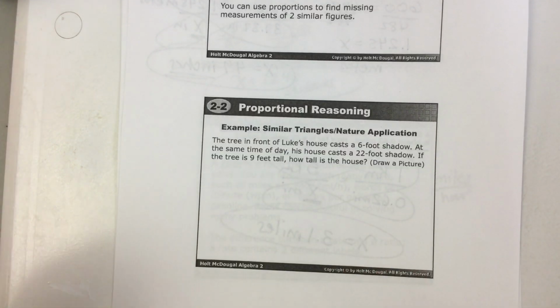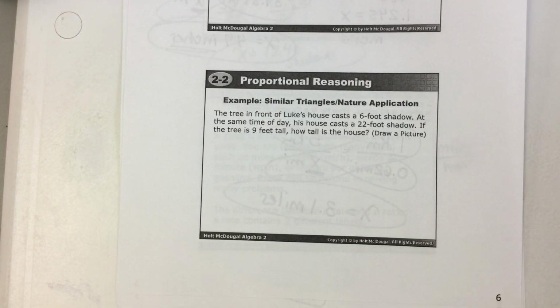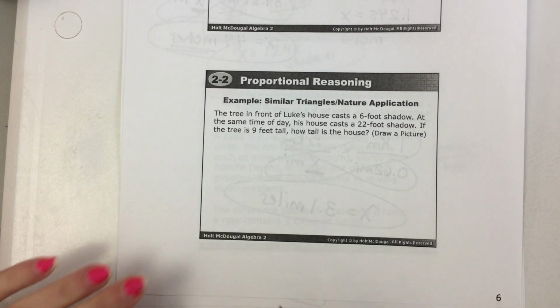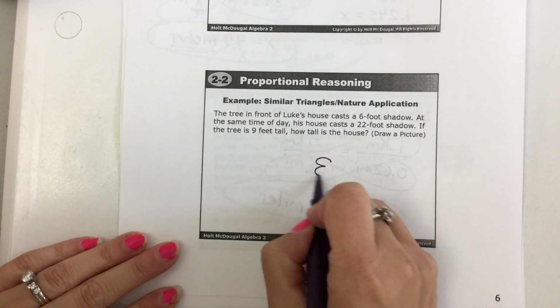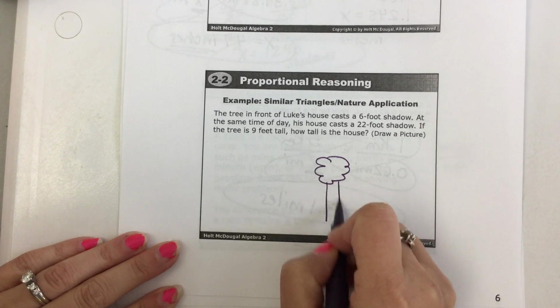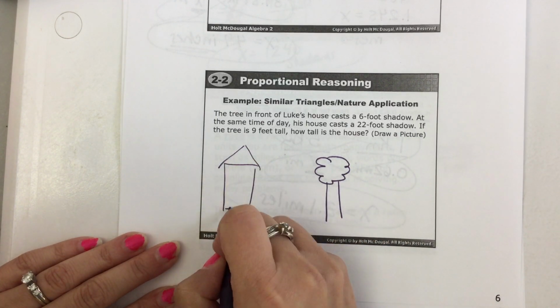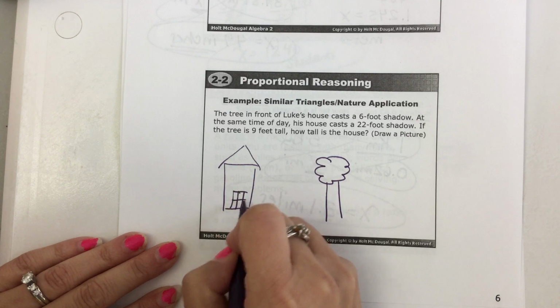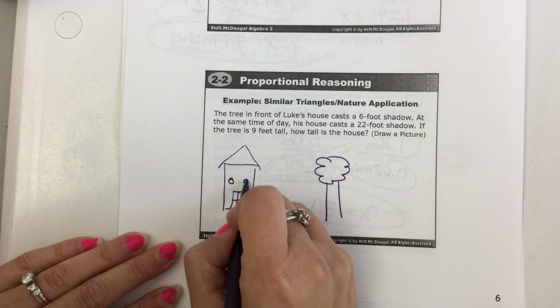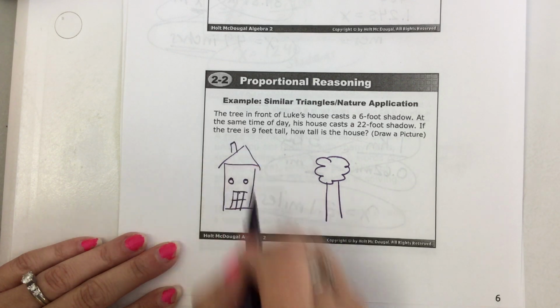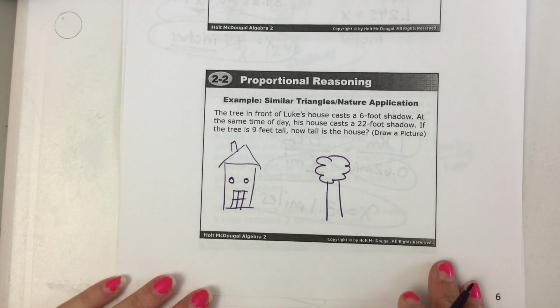Proportional means that we can find missing values by creating a proportion. So let's go ahead and do this. Now, this is where it gets fun. Be silly, draw fun pictures. A tree in front of Luke's house. So there's a tree. There's Luke's house. Beautiful house. We'll give it a door, and we'll have some round windows because that's kind of fun. Okay, there's Luke's house. It looks like a happy house.